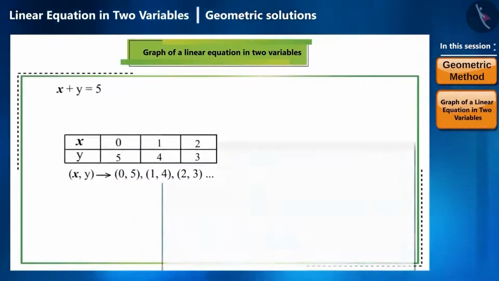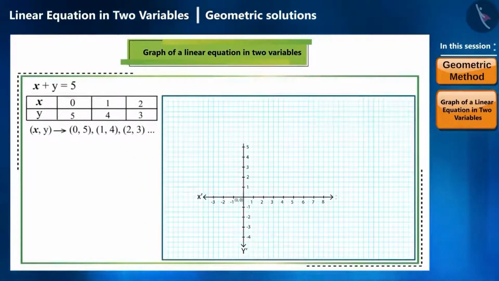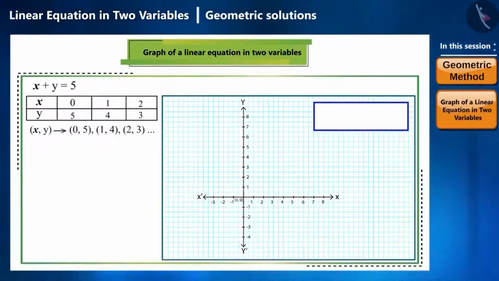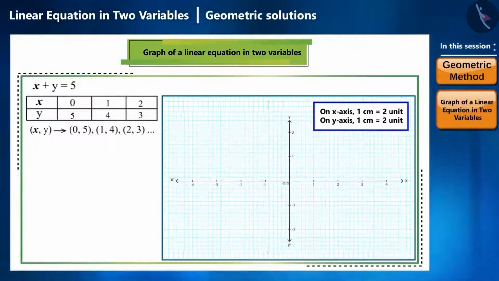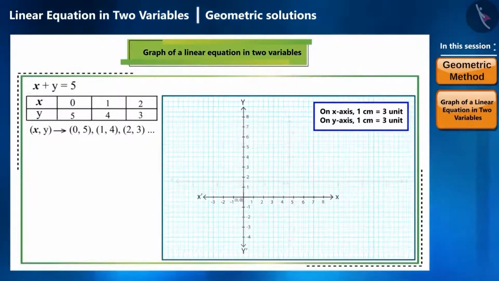Let us draw the x and y axis on graph paper. Mark the units carefully on both the axes. Generally, we take 1 centimeter is equal to 1 unit. These units can also be increased or decreased according to the points. We can take 1 centimeter is equal to 2 units or 1 centimeter is equal to 3 units, etc. Let's plot these 3 points.